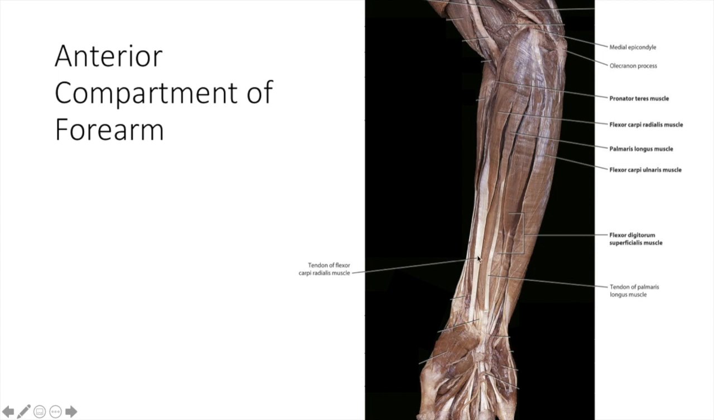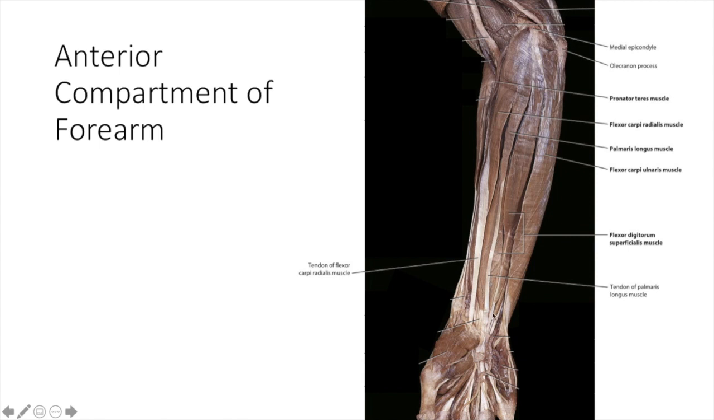So here's the tendon of the flexor carpi radialis, and you can see it going in through the thenar muscles. And then here you have the palmaris longus, which also originates on the medial epicondyle, and that inserts onto the palmar aponeurosis and the flexor retinaculum.